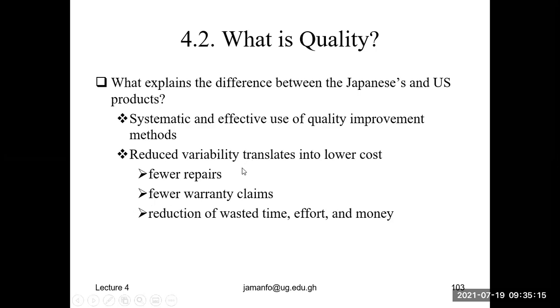Okay. So reduced variability translates into lower costs. And it also translates into fewer repairs, fewer warranty claims, and a reduction of wasted time, effort, as well as money.